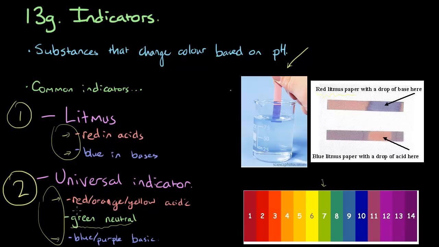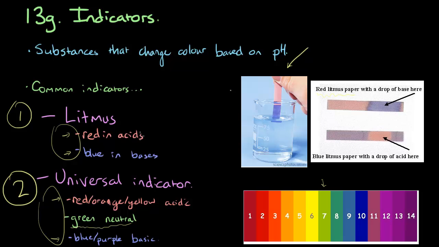Because there is that diversity of colors, even within the acids or within the bases, it means that you can also use this for telling what the actual pH of a solution is. And often when you have universal indicator, you have a color chart as well, which you can compare the color of your solution to figure out the pH.